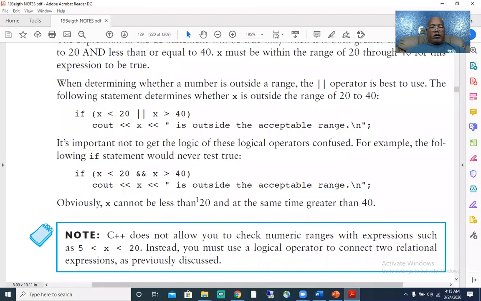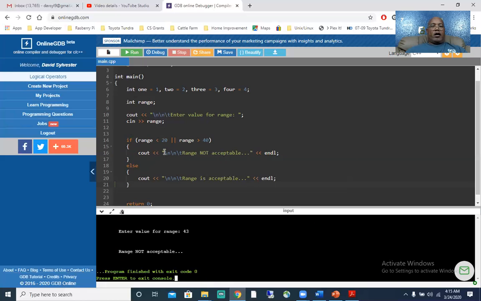So let's look at this note. If x is less than 20, and well, that's the or, if x is less than 20 or x greater than 40, see, it's outside the acceptable range. So that means if this is true, I'm going to do this. Remember in my online GDB, I'm checking it in the reverse, so I had to make this the negative part. So the negative really was the true, and then this was the false, which was the acceptable. So that's how that works.